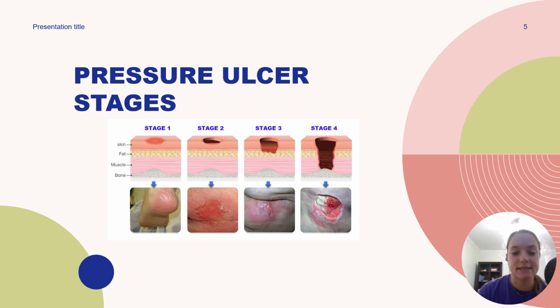So here you can see that this is a non-blanchable red heel. Here you can see we've broken through the dermis and epidermis. Stage 3, we've gotten to the fatty layer of the tissue. And then stage 4, we've gotten right down to the bone. And there also is unstageable. And you can also sometimes develop a scar as well.